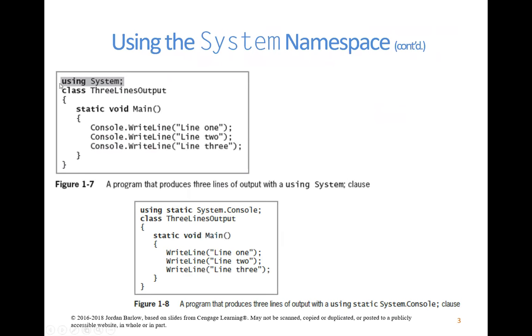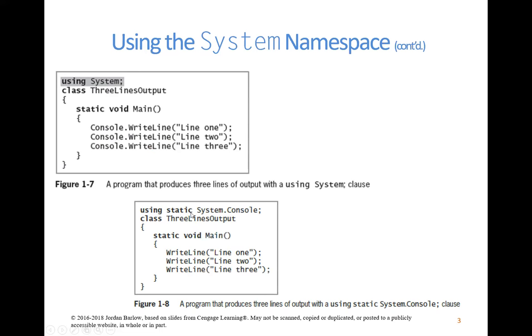At the top of the code, you can type the using keyword followed by the word system, and then you can omit that when you invoke the WriteLine method within your own code. Similarly, you can use the System.Console class with the using keyword at the top of your code. In this case, you have to also include the keyword static.